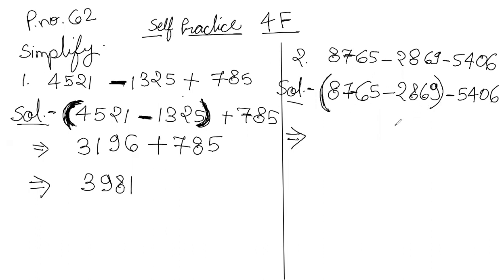To solve this bracket, what you need to do? You need to arrange both the numbers column wise, and then whatever the operation is inside the bracket, apply that operation. So in rough work, I'm going to arrange both the numbers column wise. Here minus sign is there, so put minus sign. Now subtract. 5 minus 9, not possible because 9 is a greater number than 5. So we need to take a borrow. It becomes 15 and here only 5 is left. Now solve the ones column. 15 minus 9.